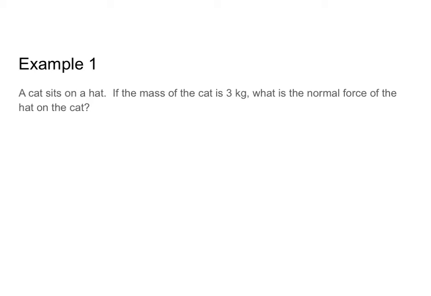So let's start by drawing a picture. Here is my hat, and here is my cat, and my cat is sitting on my hat. We know that the mass of the cat is 3 kilograms, and we want to find the normal force of the hat on the cat. So what that means is that I'm going to be drawing my free body diagram for the cat rather than for the hat. So let me start by drawing my dot to represent my cat.